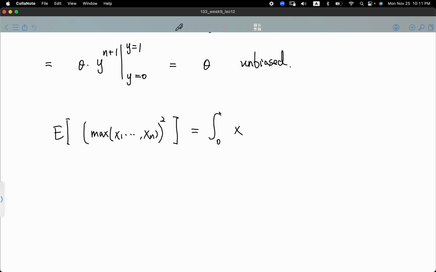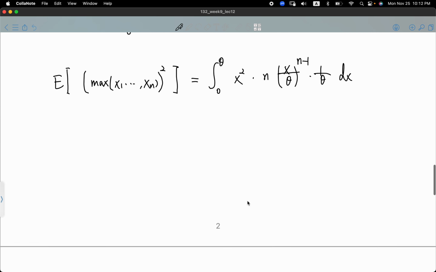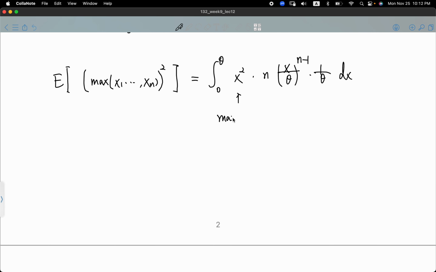So you will have the integral from 0 to theta, and then you have x squared, and then the PDF, which is n multiplied by x over theta to the n minus 1, over theta, dx. Okay, so again, this is your max of x1 to xn, and this part is the PDF of the max of x1 to xn. So you are essentially evaluating the second moment of this thing here. Okay, so now we just need to evaluate this integral.